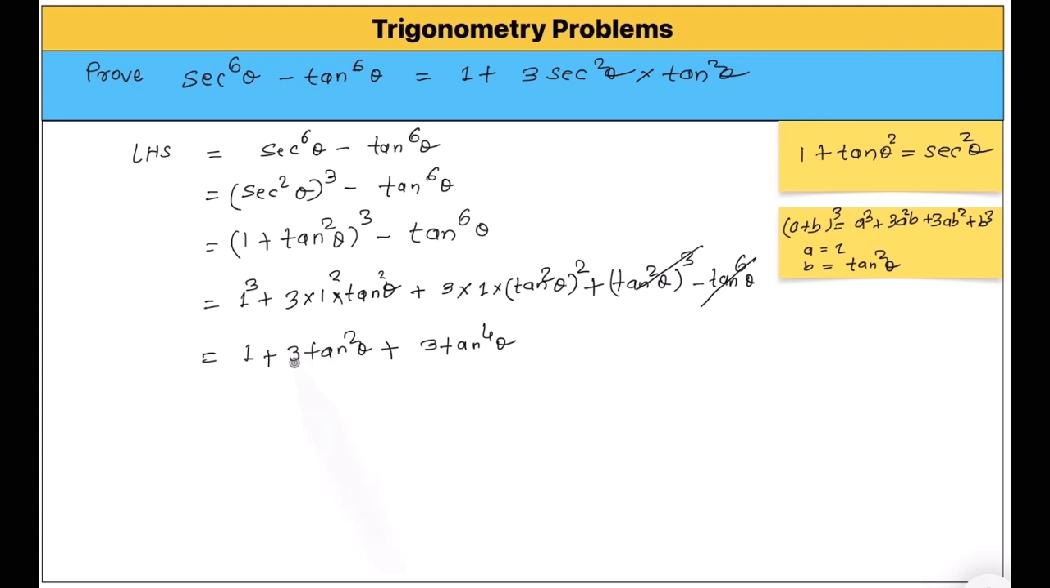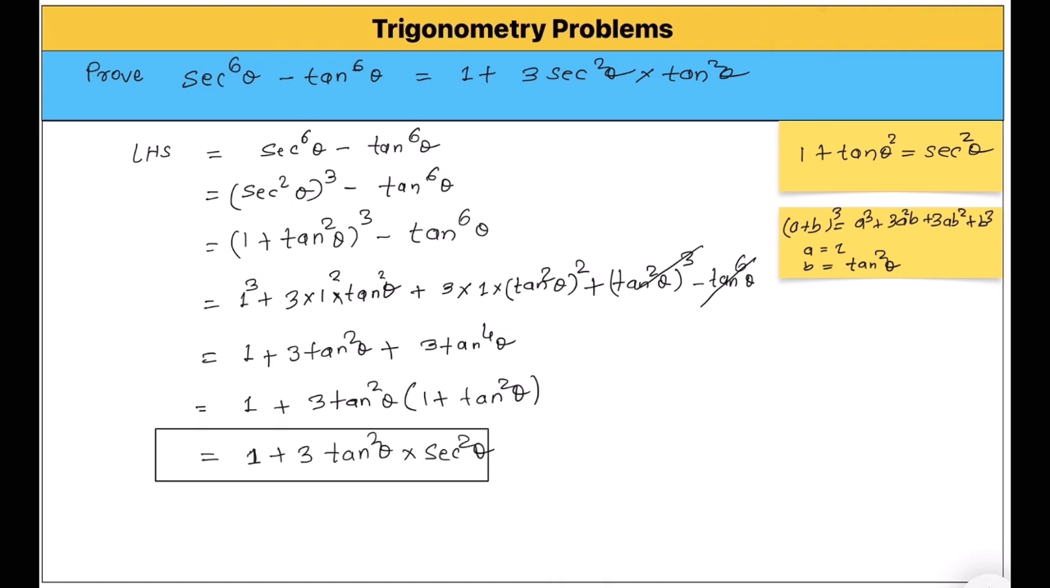So 3 into tan square theta plus 3 into tan raised to 4 theta. Now from these two terms, let's take out 3 into tan square theta common. What we get? 1 as it is plus 3 tan square theta common into bracket 1 plus tan square theta. We have already seen over here what is 1 plus tan square theta? Sec square theta. So let's just replace. We get 1 plus 3 tan square theta into sec square theta, which is nothing but our RHS.